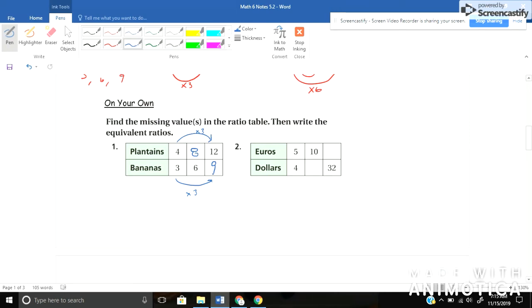And then for number 2, euros to dollars, times 2 would give us 8. And then from 4 to 32, times by 8, so multiplying by 8 on top, 5 times 8 would give you 40. Okay, so 5 to 4 is the same or equal to 10 to 8, which is equal to 40 to 32.